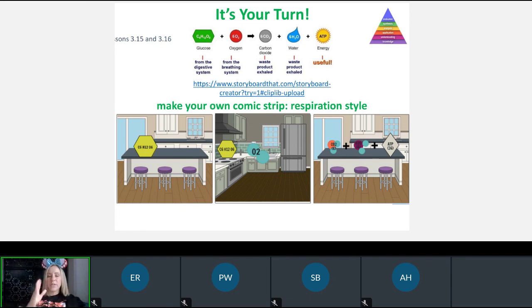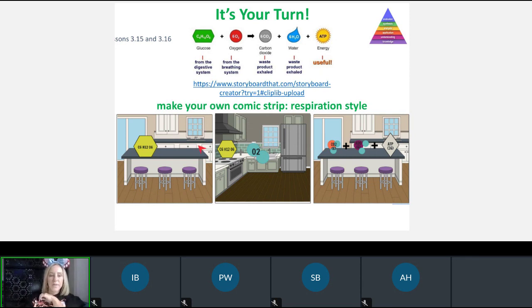Something you're going to do on your own time, your own learning, to cement this in your mind, to make this fit. Because it's just like a pair of jeans. Sometimes you put them on and they don't feel great. You don't like the way they fit. But when you wear them and break them in, so what you're going to do is make a comic about how cellular respiration happens.